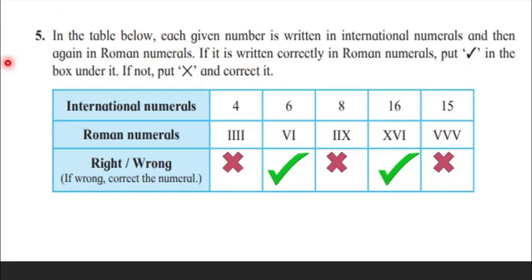So this completes the first chapter, that is Roman numerals. I hope you all understood, children. Now you need to practice it daily. Maths is all about practicing, children. If you don't practice, you will forget.